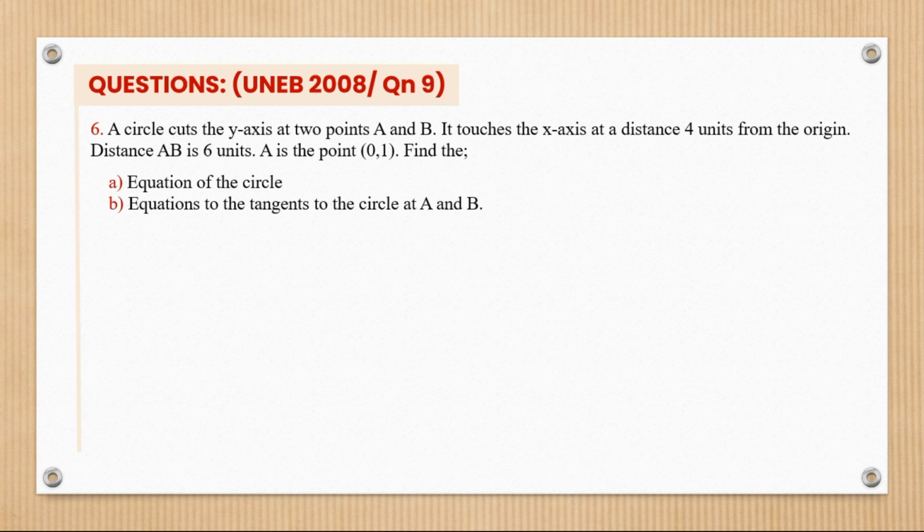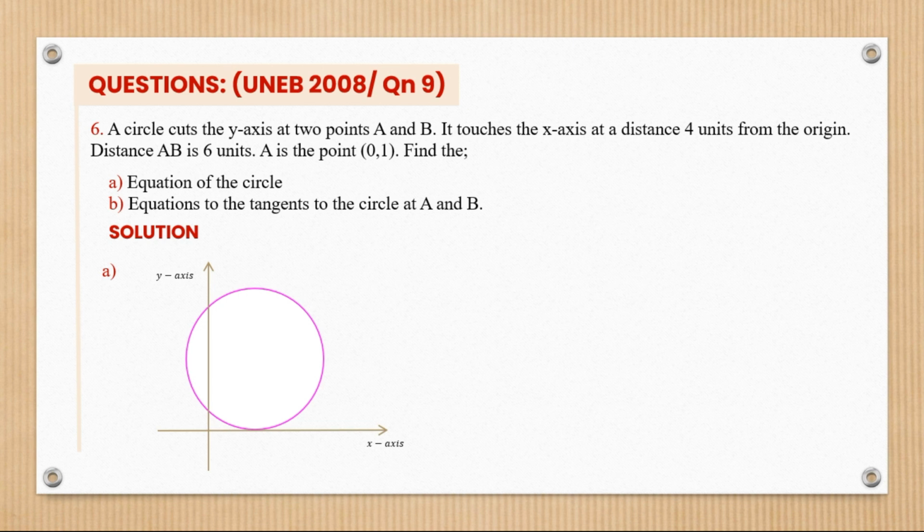So when you're given such a question, I encourage you to first sketch it. So we're going to sketch it on x and y axes. Basically that is the circle that we have. Being told it cuts the y axis at 2 points, that's why we have it that way.